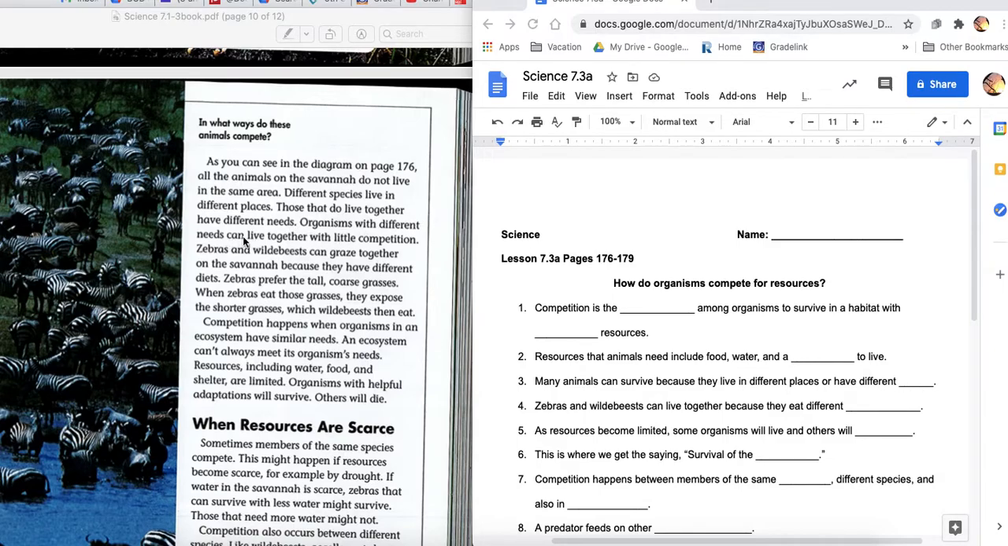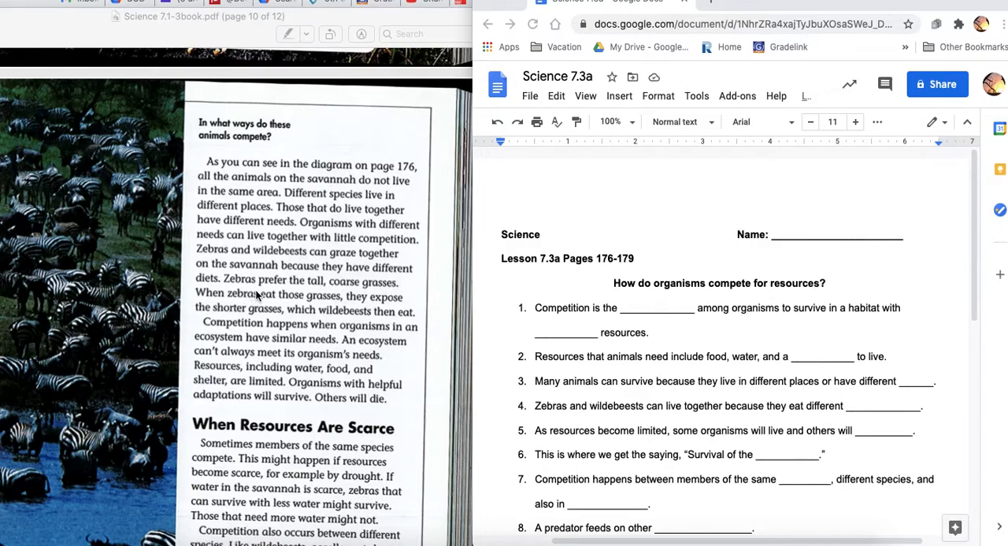Organisms with different needs can live together with little competition. Zebras and wildebeest can graze together on the savanna because they have different diets. Zebras prefer the tall, coarse grasses. When the zebras eat those grasses, they expose the shorter grasses, which the wildebeest then eat. So the zebra roams around, it eats that tall, dry grass on the top. As it eats it down, it's done, it moves on. Then there's that little softer grass underneath. Here comes the wildebeest. The wildebeest eats that up.